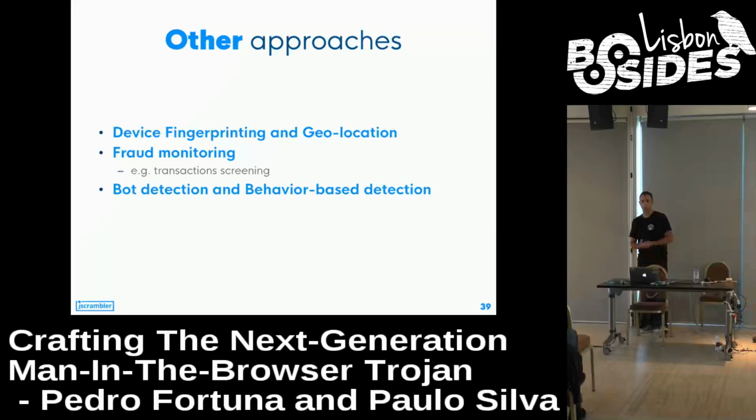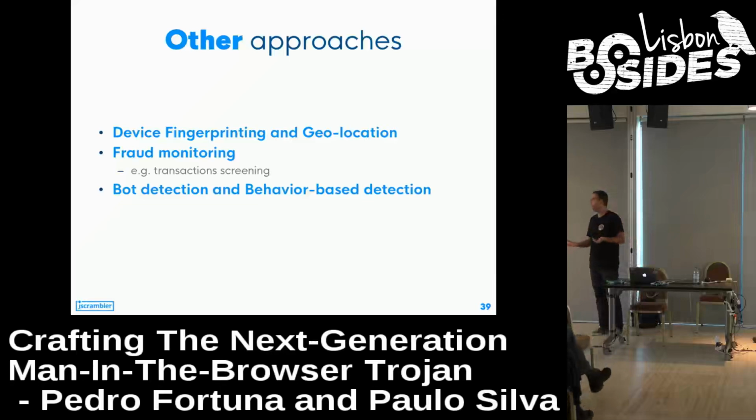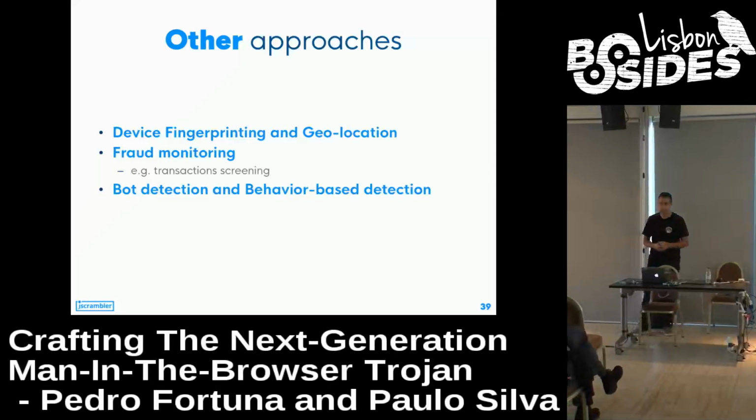Okay, so one of the solutions is device fingerprinting and geolocation. They don't work against man-in-the-browser type of attacks because the user is using his device, and it's probably accessing the web page from his usual location. So there's nothing that you can gather from using this type of technique.